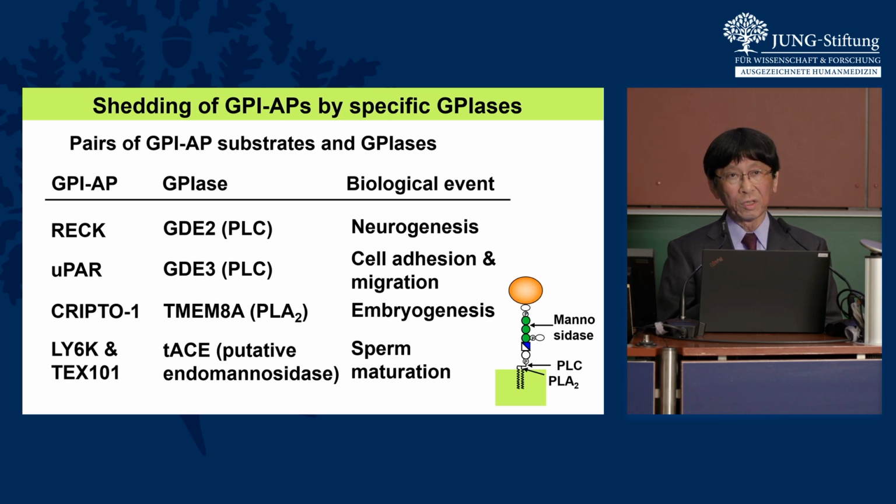Similarly, the uPA receptor is a GPI-anchored protein. If it is removed by the GDE3 enzyme-mediated cleavage, then the cell adhesion and migration changes. So those GPI-ases are substrate protein specific. These combinations are linked to specific biological events.